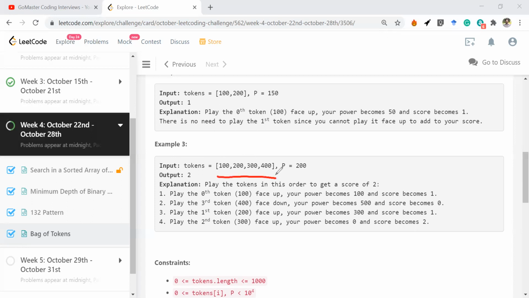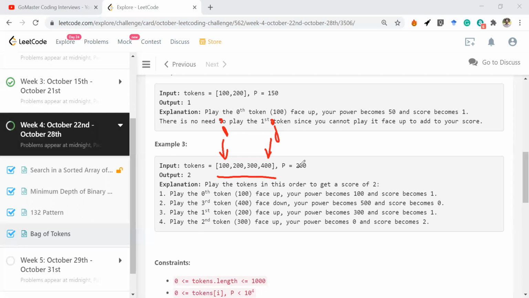If it is not sorted, I'm going to sort it anyway. And I'll start from here for gaining the score by using power. And whenever I don't have enough power, I'm going to start from here in the reverse direction, to use the score to gain the power on a token.